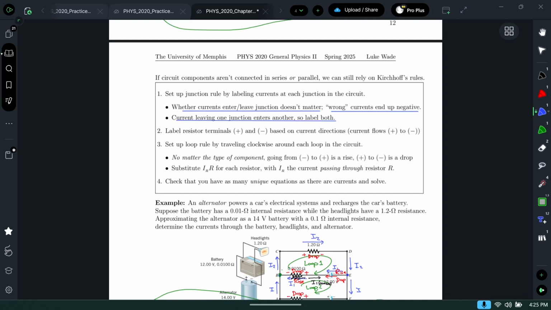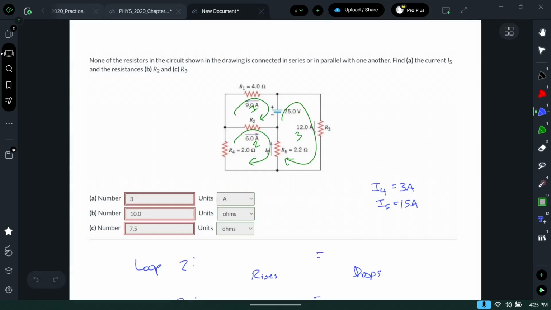We need to label the resistor terminals based on the current directions. So let me come back to the problem. For some of these, I've already got the currents labeled. Let me add back in how I had drawn I4. And then call this maybe I1.